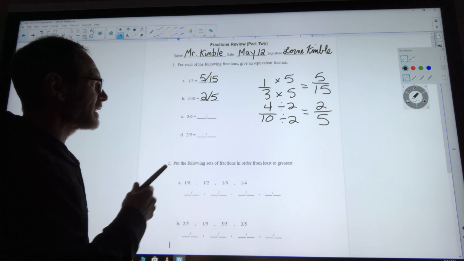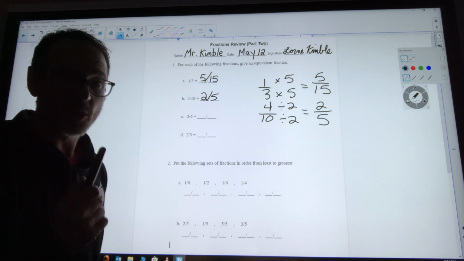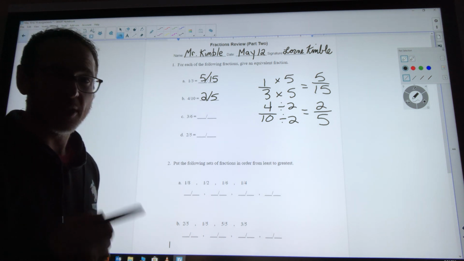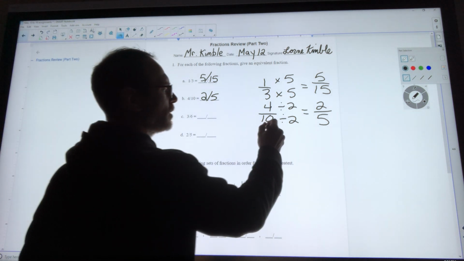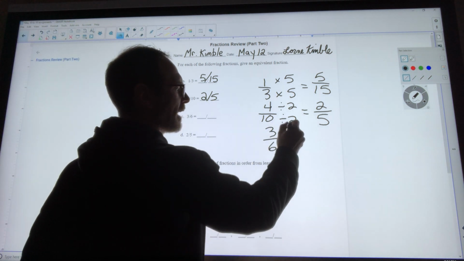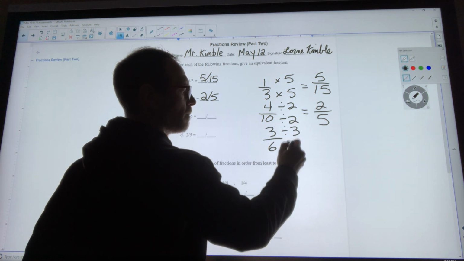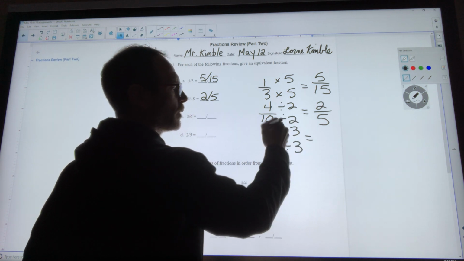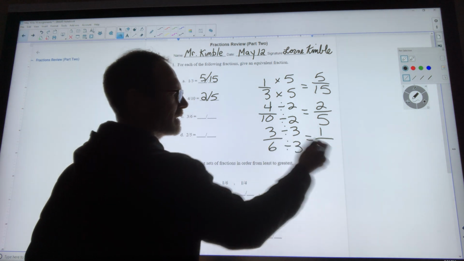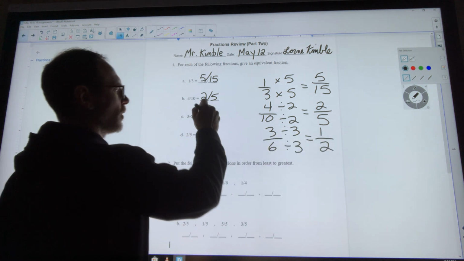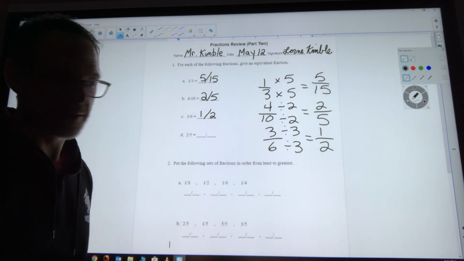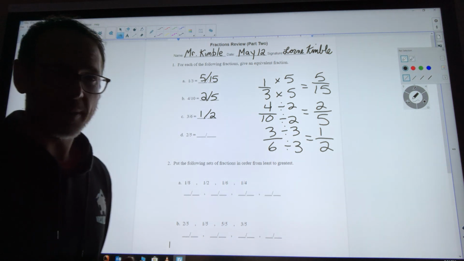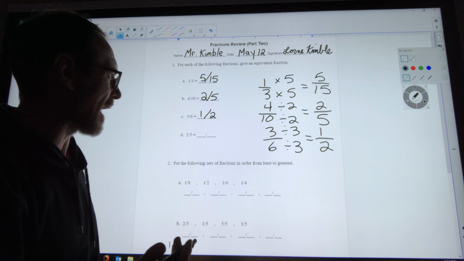3/6. 3/6 is another one of those ones that you can use fraction strips for, division, or multiplication. There are many different ways you could do it. I'm going to use division. If I divide the top and the bottom both by 3, 3 divided by 3 is 1, 6 divided by 3 is 2. So that's 1/2. So 1/2 is the same as 3/6. You see that same thing if you had used your fraction strips.